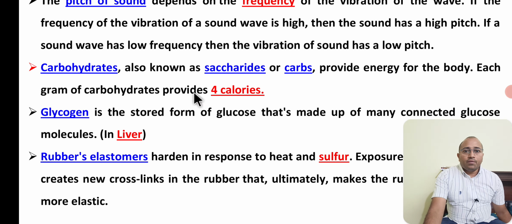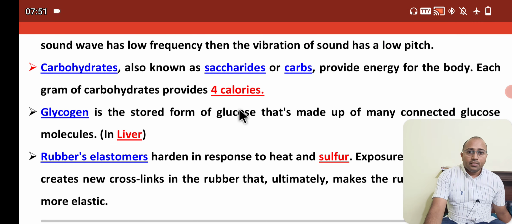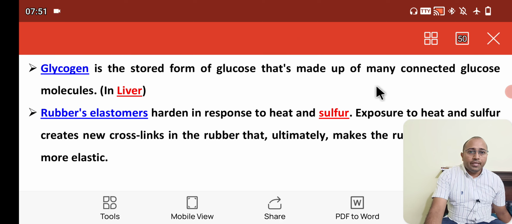And next we have carbohydrates, which are also known as saccharides or carbs, that provide energy for the body. Each gram of carbohydrate provides 4 calories, guys. Very important. Now we have glycogen, which is stored glucose, made of many connected glucose molecules. Normally we can see this process occurs in the liver.